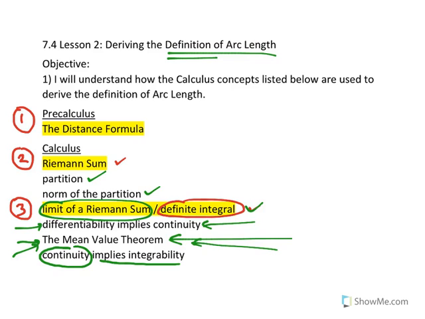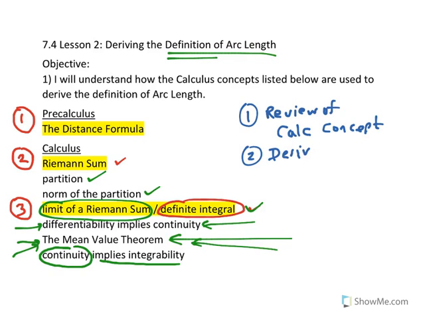So what we'd like to do is we'd like to begin our lesson. So this is the outline of the lesson. 1, review of prerequisites. So we're going to do a review of these calculus concepts. And then we will go ahead and take a look at the derivation of the definition of arc length. And as we look at the derivation, we will refer to these concepts that we will review first.